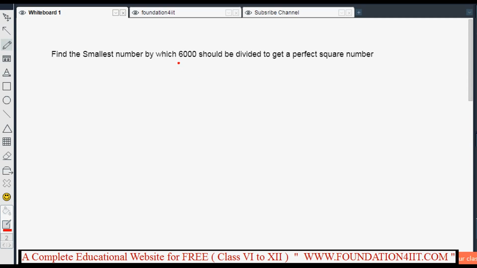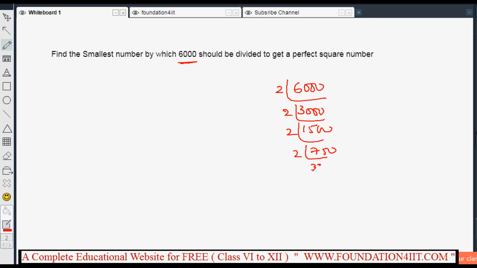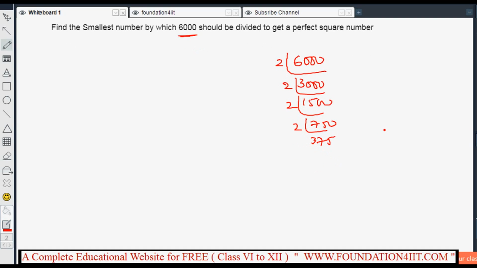So as per the question, 6000 is the given number. So this is not a perfect square. But what is the smallest number we should divide 6000 by to make it a perfect square? So the same rule will apply. Take 6000, do prime factorization first of all. 2 table, 2 3000, 2 1500, again 2 table 750, 2 table 375. So now it's not divisible by 2.